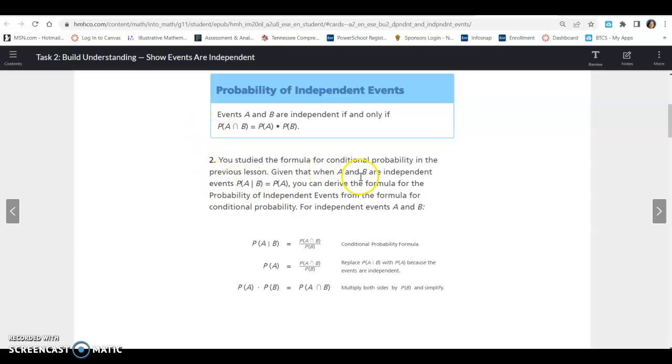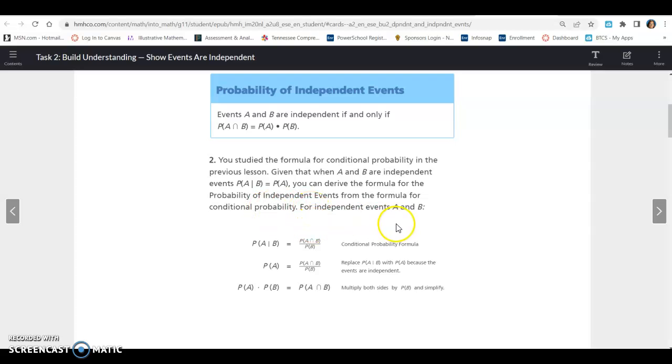Given that when A and B are independent events, the probability of A given B equals the probability of A, you can derive the formula for the probability of independent events from the formula of conditional probability. All right, so remember this is the symbol for conditional probability. So you can derive the formula for independent events from this.